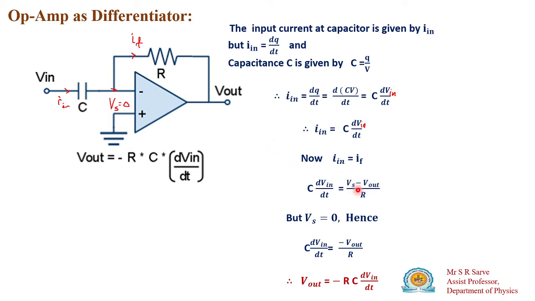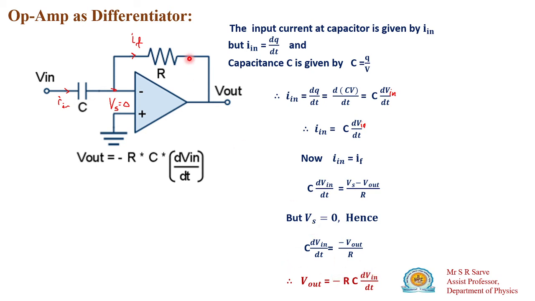But what is the value of Vs? Vs is equal to 0, hence we get capacitance into the rate of change of input voltage equal to the negative output voltage divided by resistance. If you arrange this, this is the equation for the output. The output of a differentiator is the product of resistance and capacitance into the differentiation of the input voltage.